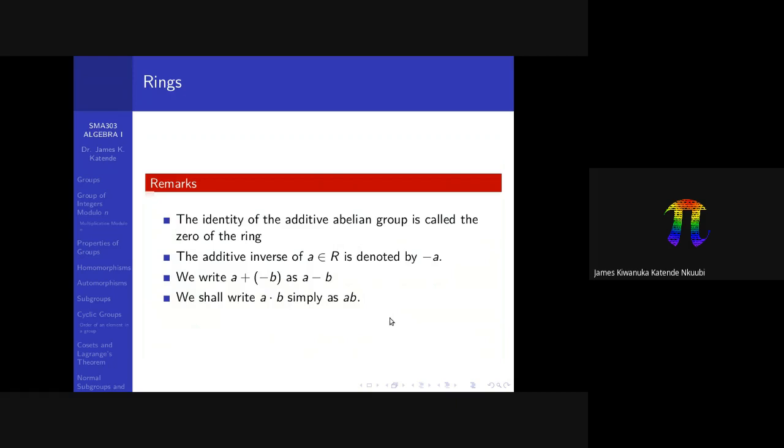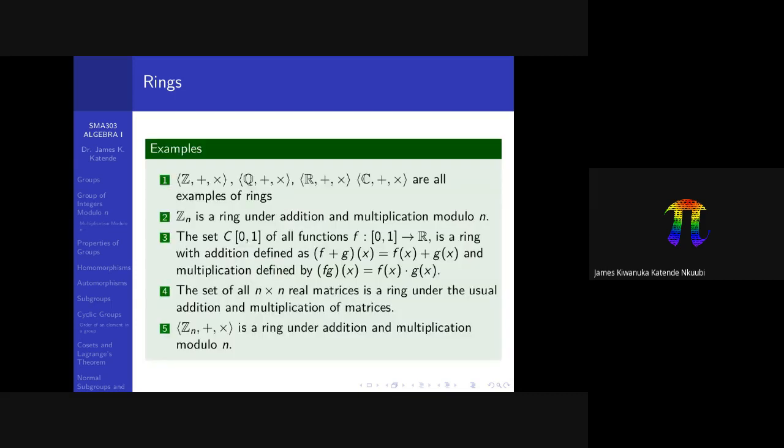Are there any questions on this? Can you hear me? Yes. Hamuna swali? So we move on to the next part.